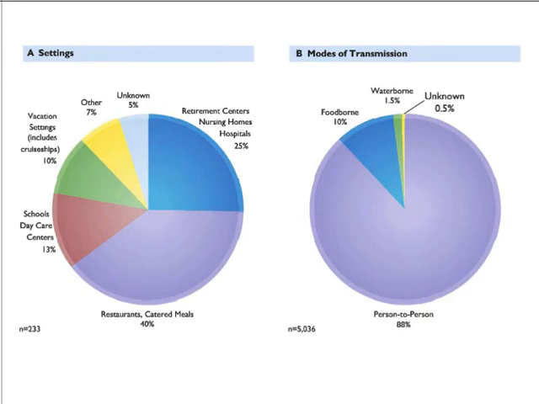And here are the settings. Restaurants, catered meals, 40%. Retirement centers, nursing homes, hospitals, 25% of the outbreaks. Schools and daycares, a lot of outbreaks in schools throughout the U.S. Cruise ships, okay, these cruise ships are only 10%, but every time one is called back to port, we make a big deal about this. I guess it's a big deal to have your vacation cut short, but you can see most of the settings are not cruise ships, in fact.